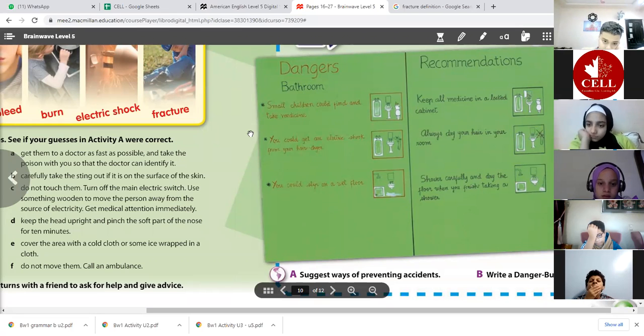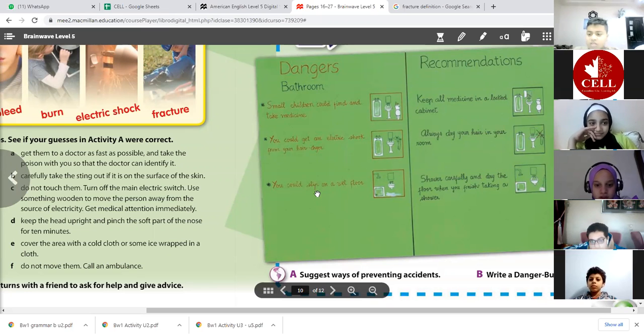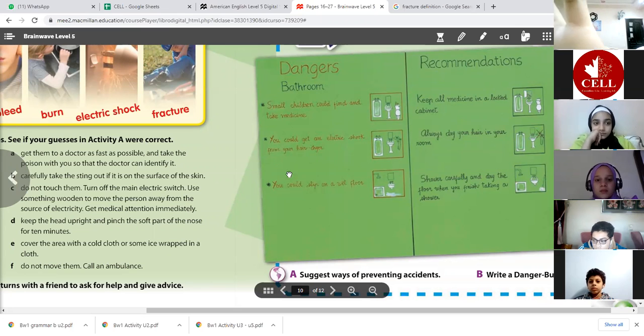Small children could find and take medicine. You could get an electric shock from your hair dryer. You could slip on a wet floor. So these are the dangers in a bathroom. These three situations could happen in a bathroom.